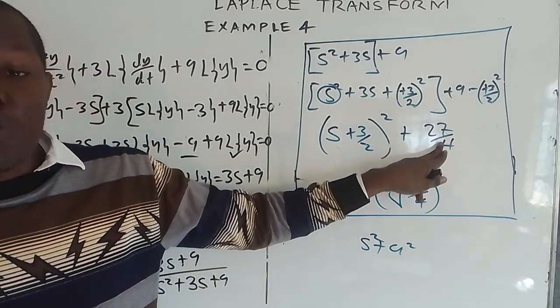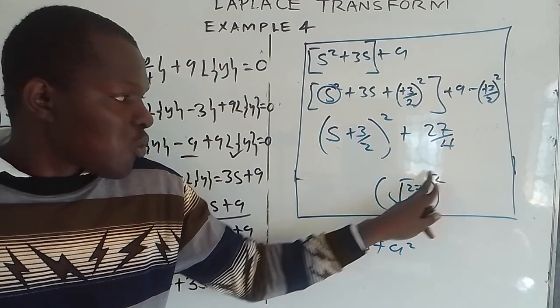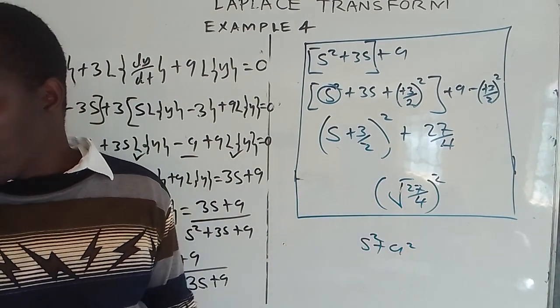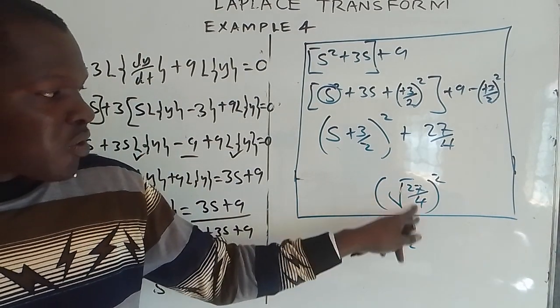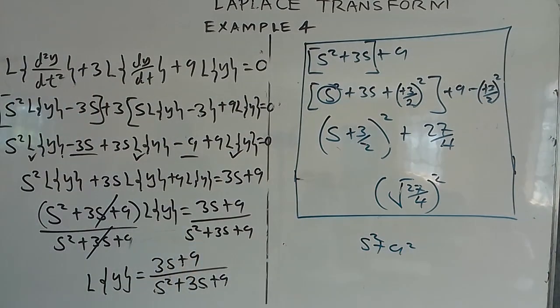So how do you reduce it? You find the square root and square. Square goes with square root. That's how we transform it. So what is the square root of 27 over 4? 3 root 3 over 2. Is that what you have? Square root of 27 over 4? Yes. The square you don't remove.